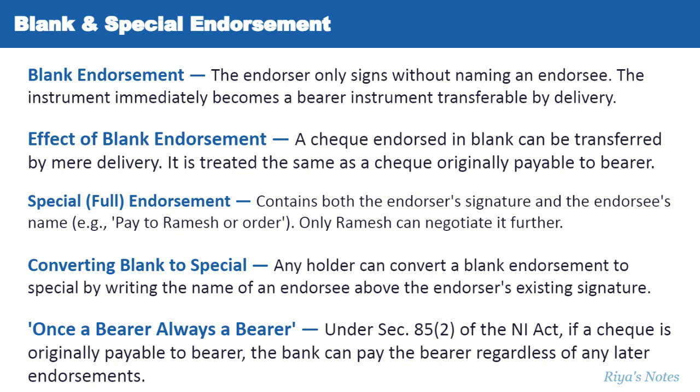Special, full, endorsement contains both the endorser's signature and the endorsee's name, e.g., pay to Ramesh or order. Only Ramesh can negotiate it further. Converting blank to special. Any holder can convert a blank endorsement to special by writing the name of an endorsee above the endorser's existing signature. Once a bearer, always a bearer under Section 85(2) of the NI Act. If a check is originally payable to bearer, the bank can pay the bearer regardless of any later endorsements.